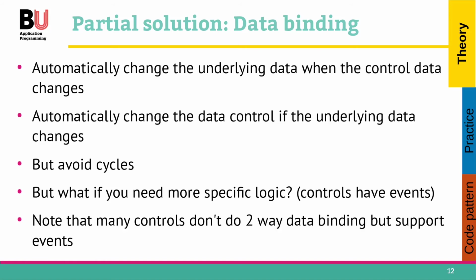You have your control, your edit text, and you've got your data structure that contains the text. The user edits the text, then the edit text says, okay, it's been edited, I'm going to edit the text in my data structure. The data structure says, oh, I've changed, let's inform the edit text so that it can display that. The edit text says, oh, you're changing the text, let's inform the data structure.